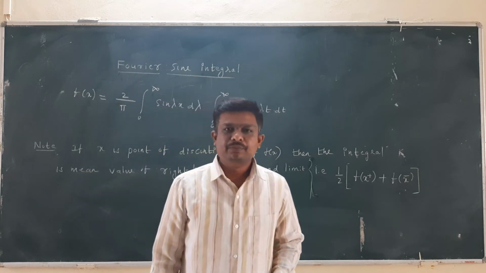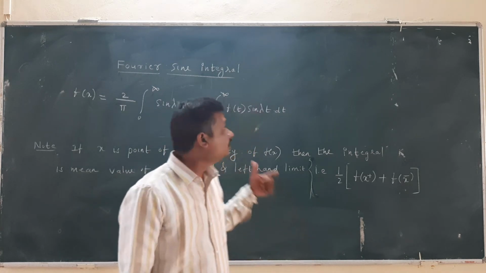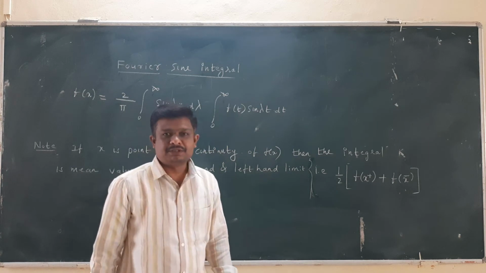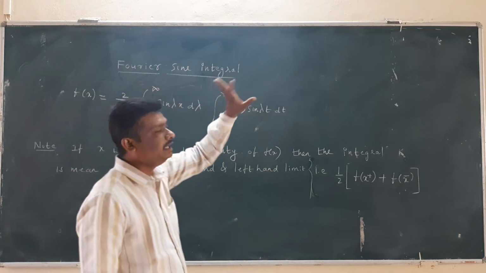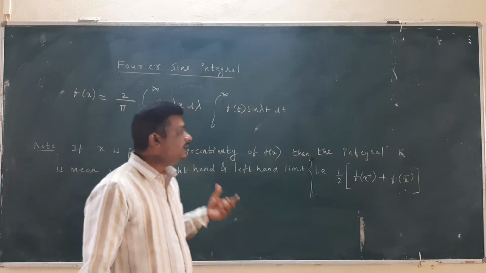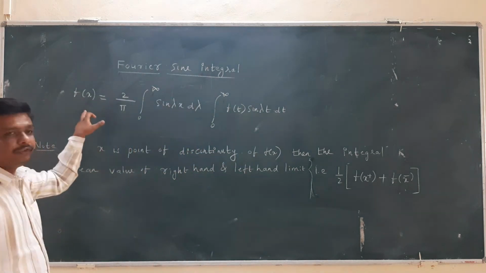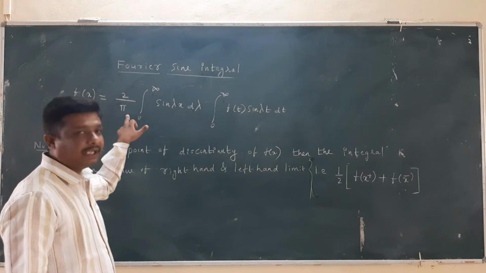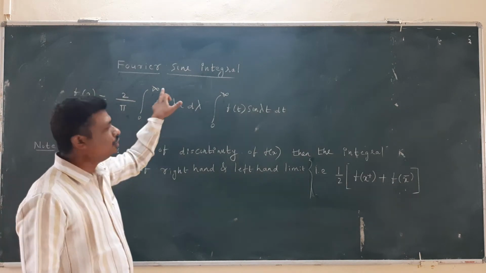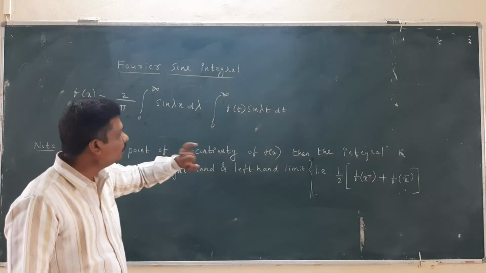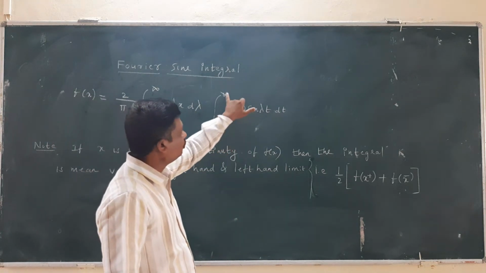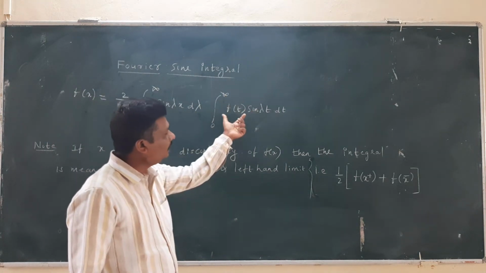Today in this video, I am going to discuss Fourier integral representation. In that, first I am going to discuss Fourier sine integrals. It is given by the formula f of x equals 2 upon pi integration 0 to infinity sine lambda x d lambda, integration 0 to infinity f of t sine lambda t dt. So this is the formula.